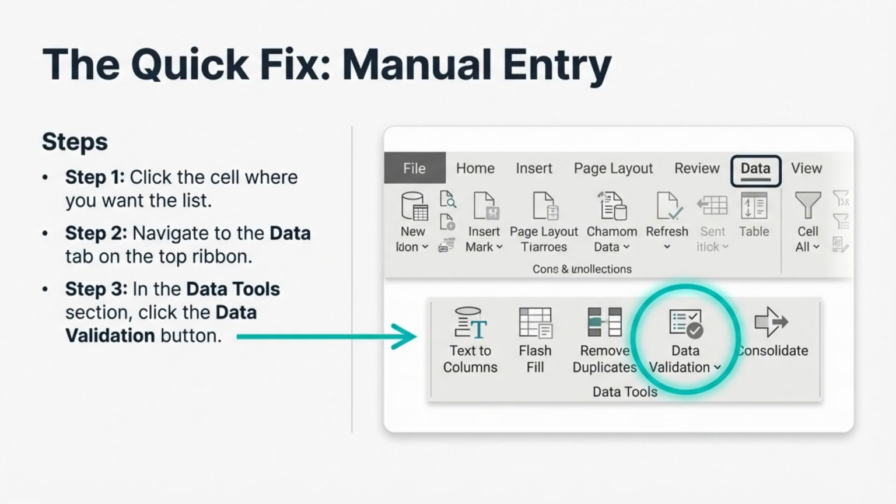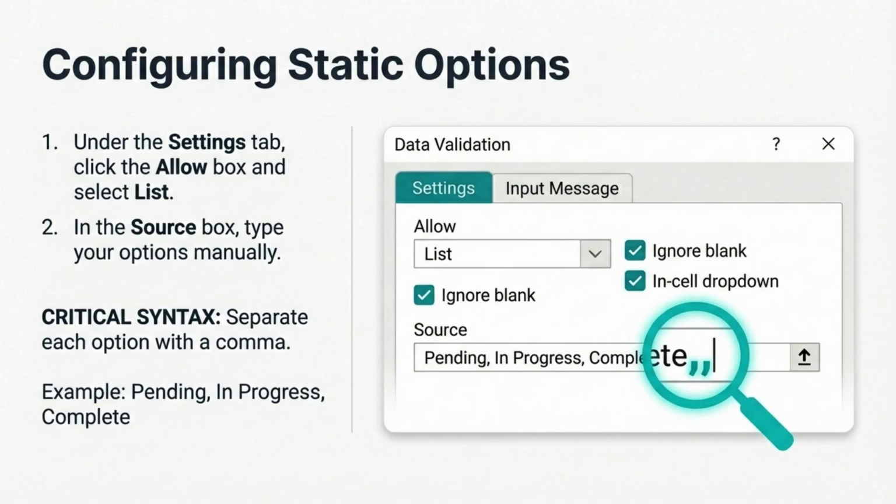Start by clicking on the cell where you want your drop-down list to appear. Next, go up to the ribbon menu at the top of your screen and click on the Data tab. Look for the section called Data Tools and click on the button that says Data Validation. A pop-up window will appear.